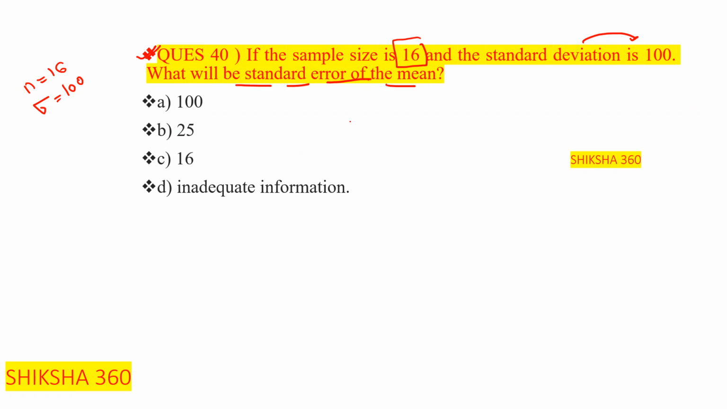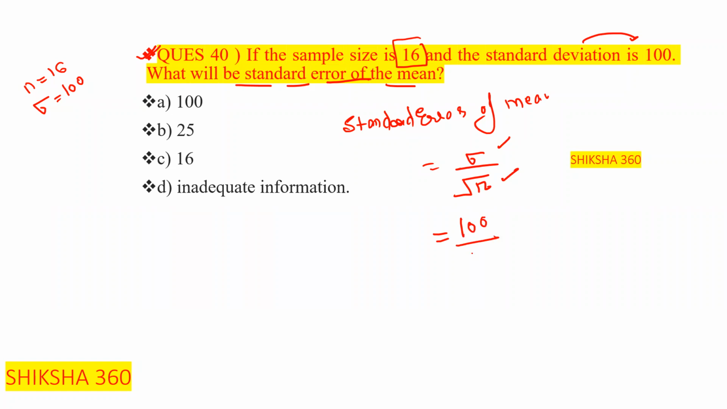First of all, what is the formula of the standard error of the mean? That is sigma upon root n. Sigma is the standard deviation and n is the sample size. Sigma here is 100 and the sample size is 16. So 100 upon root of 16, which is 100 upon 4. So the answer here is 25.